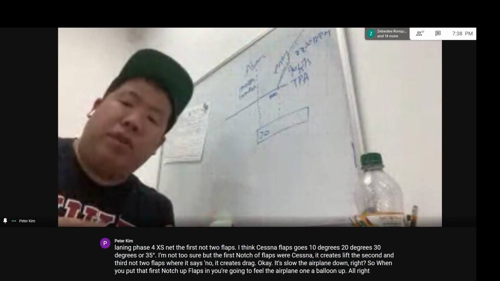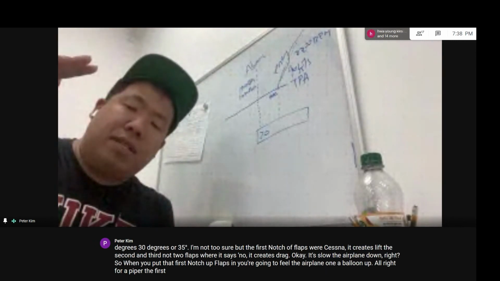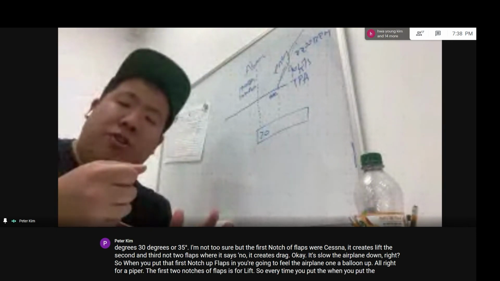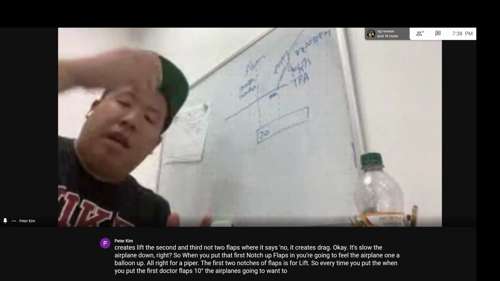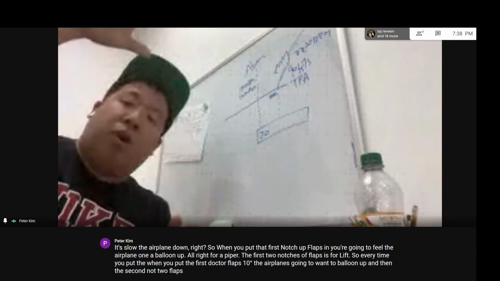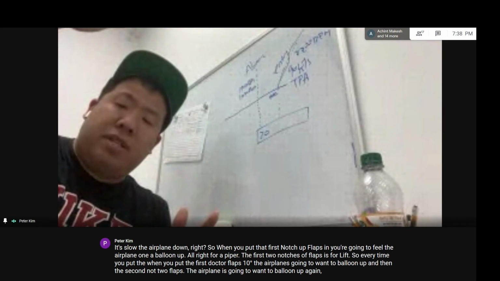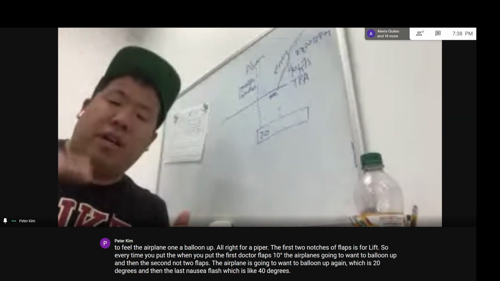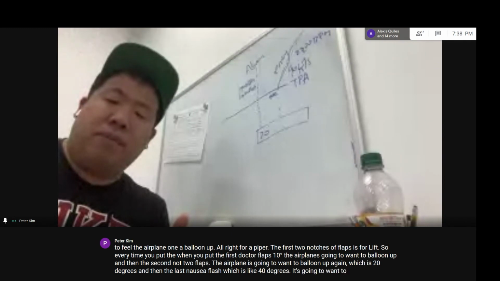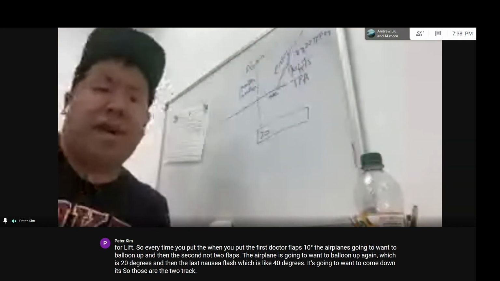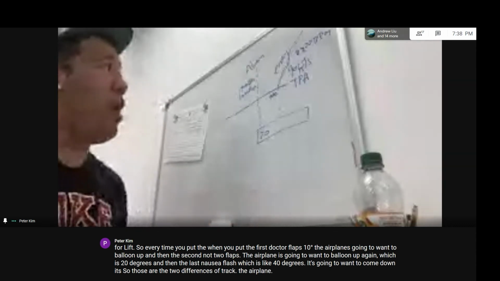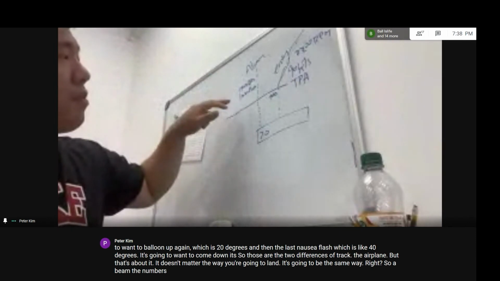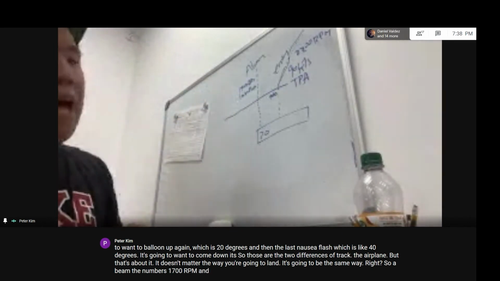All right? For a Piper, the first two notches of flaps are for lift. So at 10 degrees, the airplane's going to want to balloon up. And then with the second notch of flaps, which is 20 degrees, the airplane's going to want to balloon up again. And then the last notch of flaps, which is like 40 degrees, is drag, and it's going to want to come down. So those are the two differences between the airplanes, but that's about it. And it doesn't matter. The way you're going to land is the same way, right? So abeam the numbers, 1700 RPM, and first notch of flaps.